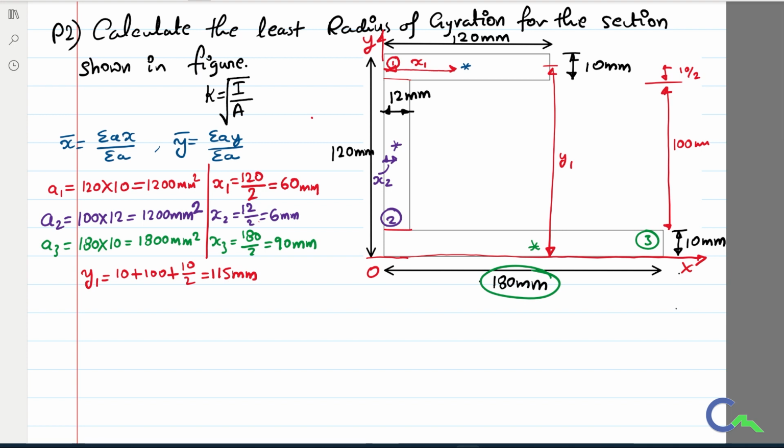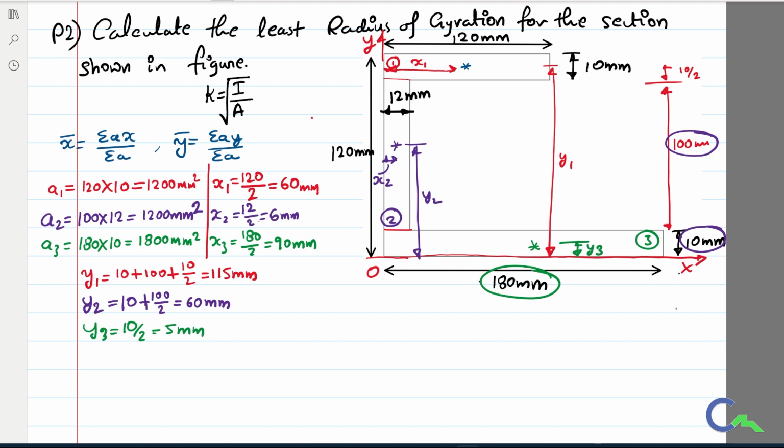Similarly, I'm going to calculate y2. That is the distance from the OX reference axis to the centroid of the second figure. So y2 is nothing but 10 mm plus 100 divided by 2, so 10 mm plus 50, I can say that is 60 mm. Now finally we want y3. So y3 is directly 10 divided by 2, that is 5 mm.